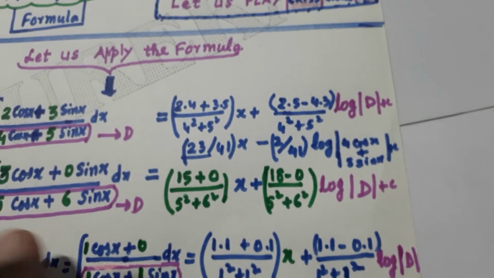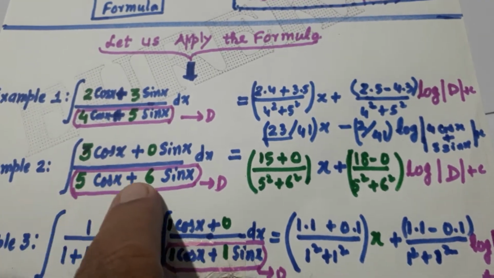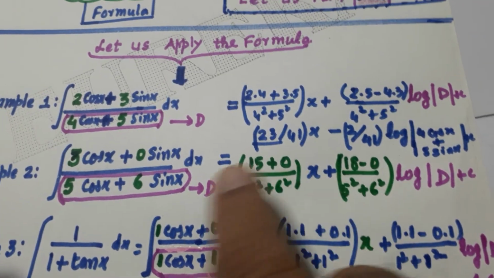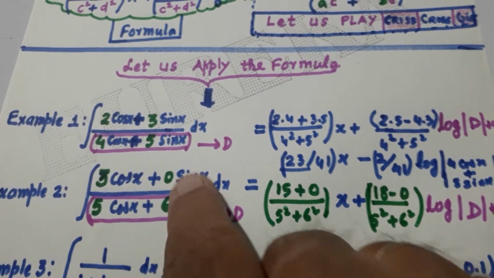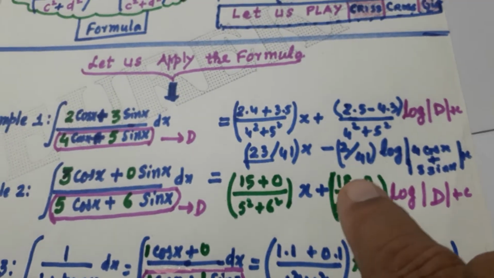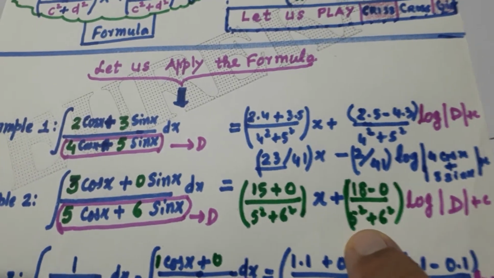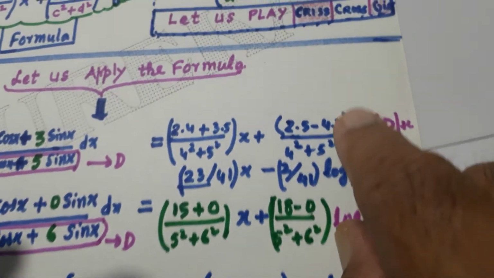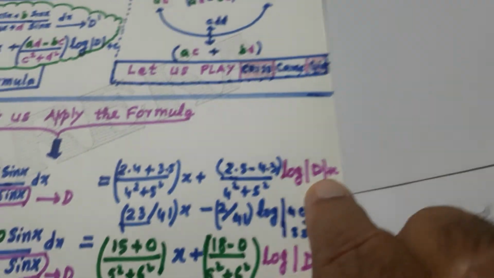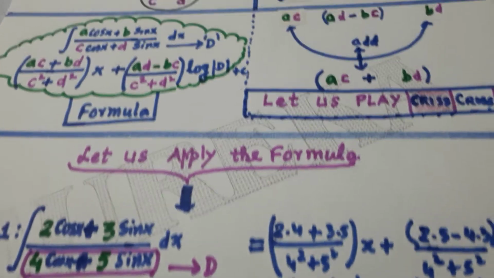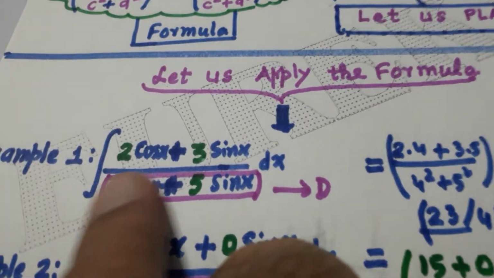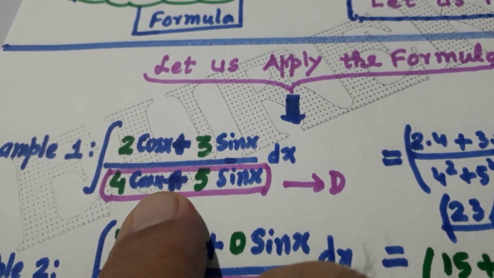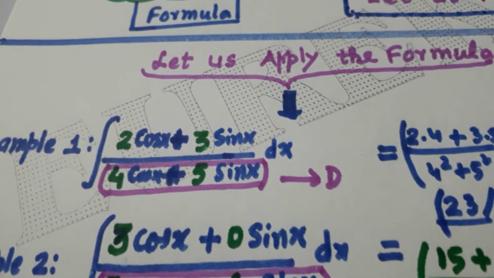Now cross multiply. 3 into 6 is 18. Right here, 0 into 5 is 0. You have to minus this, since the arrow is going up. Below, C square plus D square, 5 square plus 6 square. You also have to write the log of the denominator. What is the denominator here? The denominator is 4 cos x plus 5 sin x. You have to write that here.